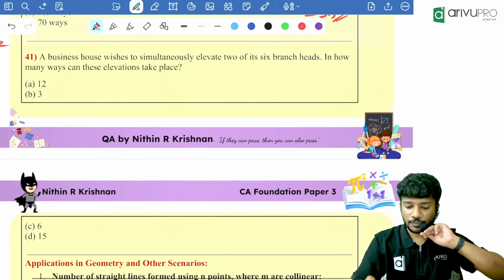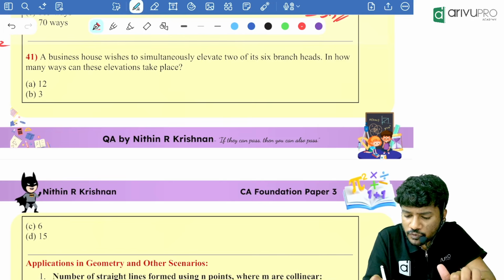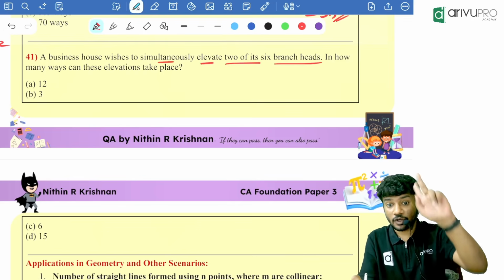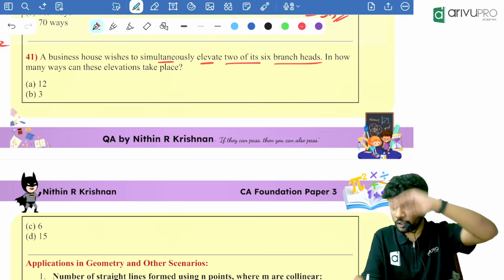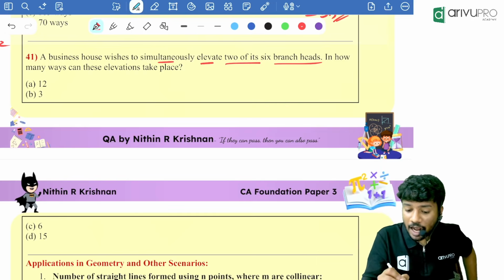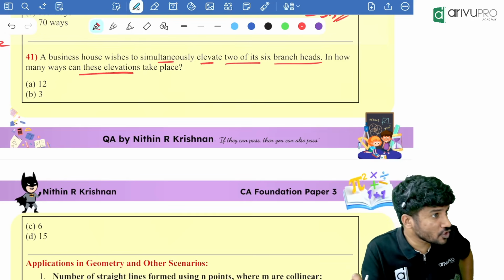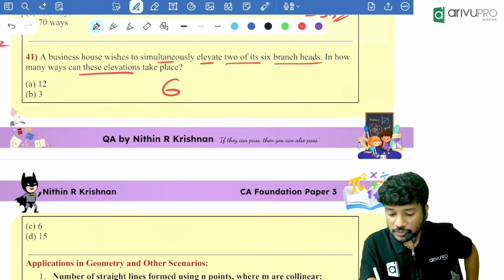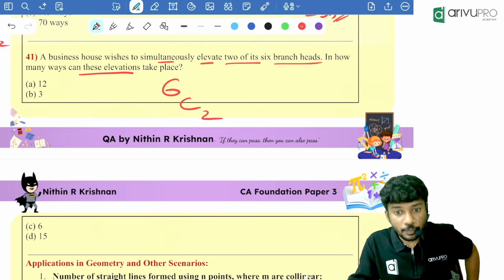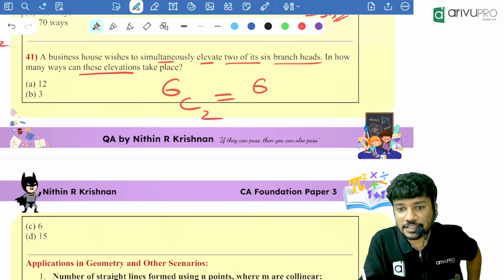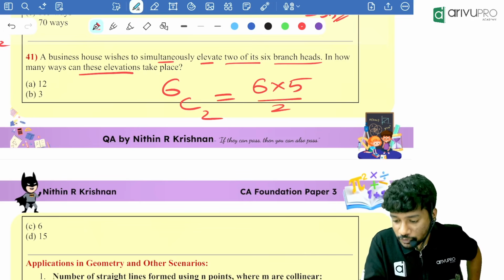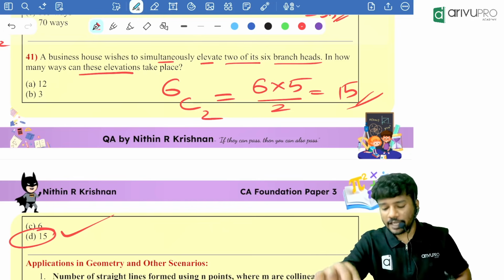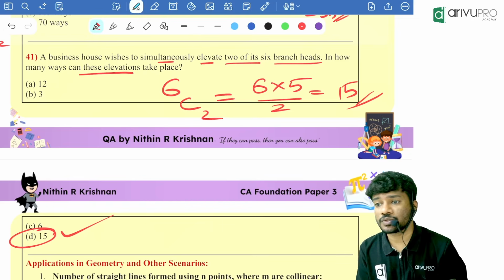Now, a business house wishes to simultaneously elevate 2 of its branch heads. So how many branch heads do they want to elevate or give promotion to? 2 people. In how many ways can these promotions be done is the question. 6 are there in total. From 6 people, how many people are you choosing? 2 people. That means, Purnasri, how much is the answer? 6 into 5 divided by 2 factorial, which is equal to how much? 15. Option D is the answer. I hope that everyone understood this.